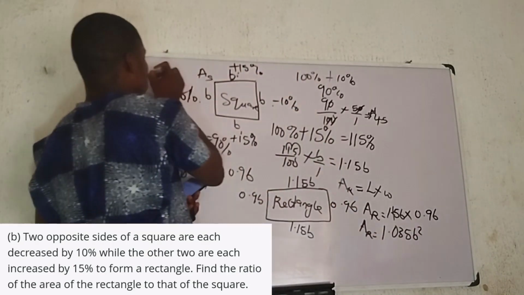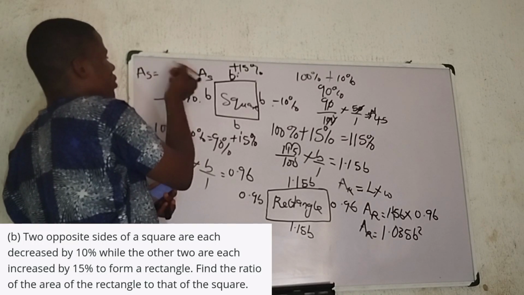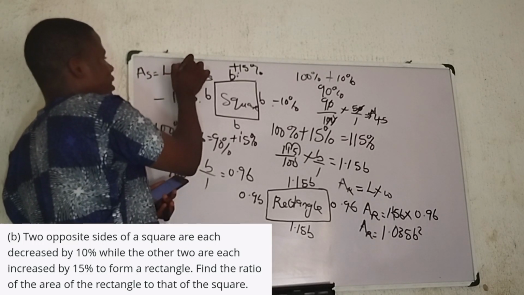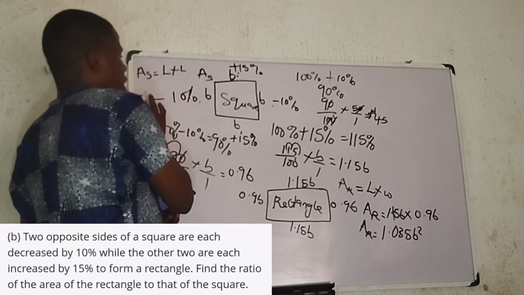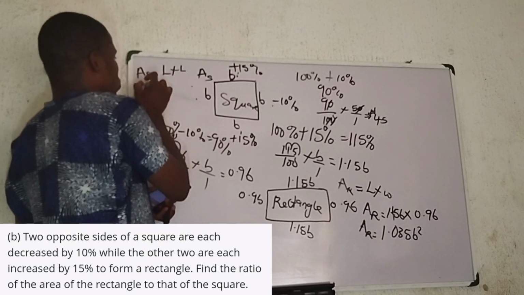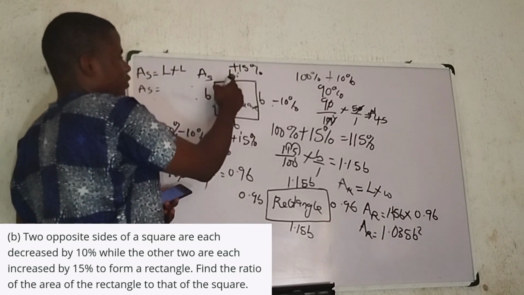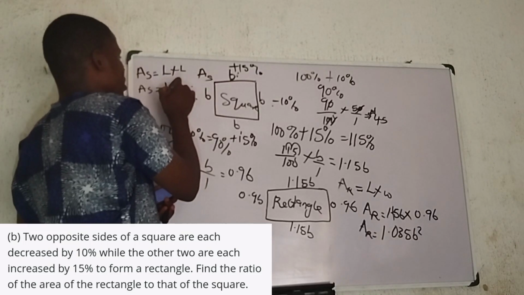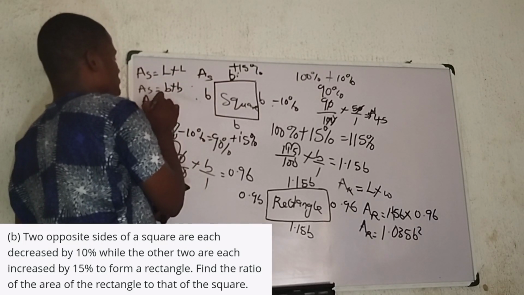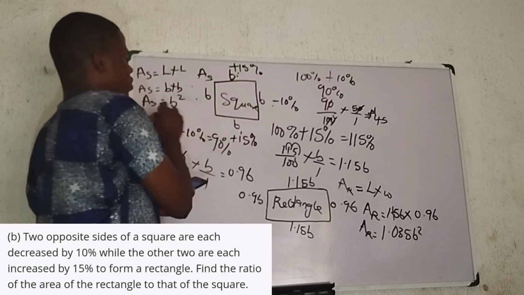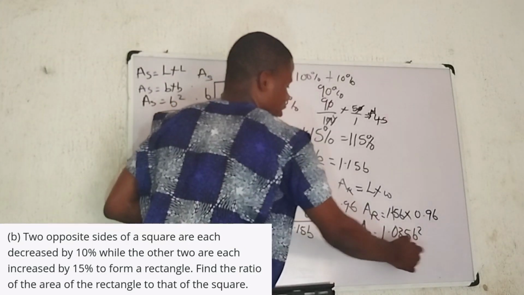Now, what's the area of the square? The area of the square is given by the formula length times length. What's the length here? Consider b times b, right? So the area of the square is b squared. Now I've gotten the area of the square, and I've gotten the area of the rectangle.